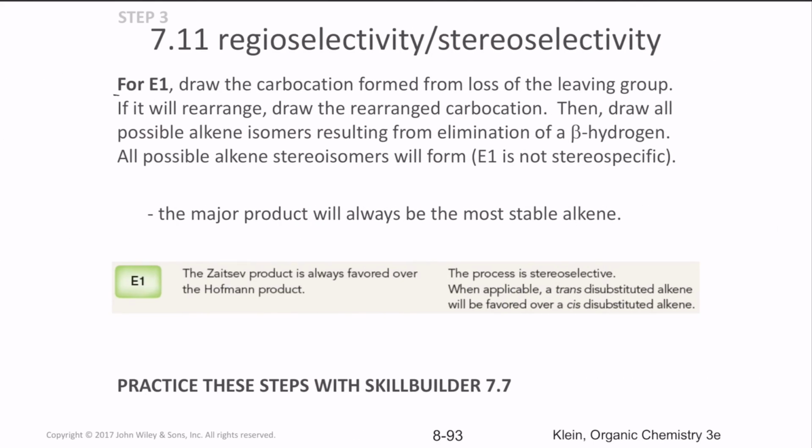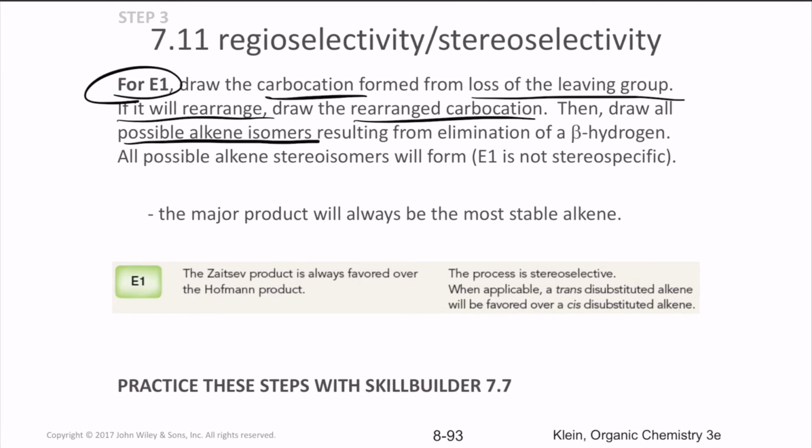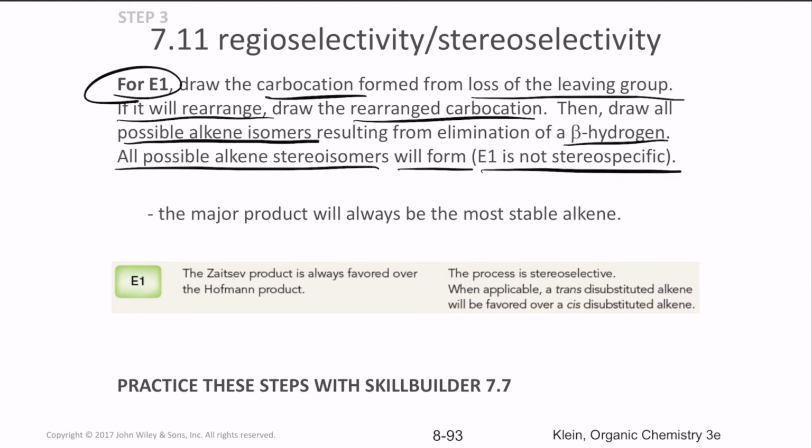Next, for E1, draw the carbocation first, from the loss of the leaving group. Now, if it undergoes rearrangement, draw the rearranged carbocation. Then draw all possible alkene isomers resulting from the elimination of the beta hydrogen, and all possible alkene stereoisomers will form. Remember that E1 is not a stereospecific reaction, it forms every single product, but you will only have the major product. The major product will be the most stable alkene, which would be the Zaitsev product.